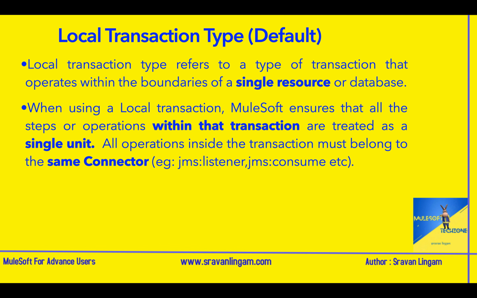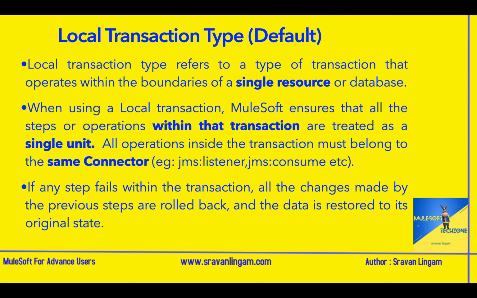So when using a local transaction, MuleSoft ensures that all the steps or operations within that particular transaction are treated as a single unit, and all operations inside the transaction must belong to the same connector, as I mentioned. For example, the JMS is a single connector. You can use multiple operations like JMS listener, JMS consume, or database select, database update, or database delete, but you cannot use more than one single resource or more than one connector. That is the scope of the local transaction type.